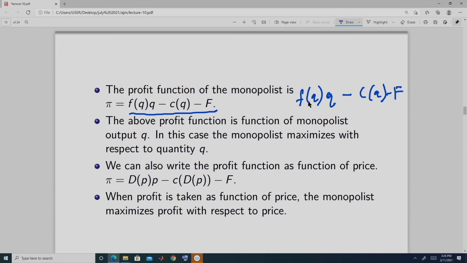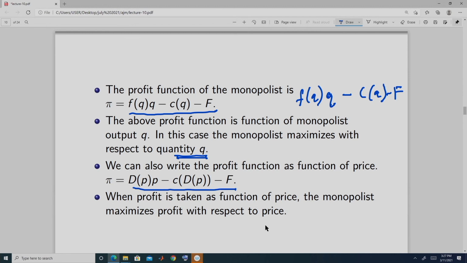So, if we want to maximize the profit, since the profit function is a function of output, we will maximize it with respect to quantity, that is Q. So, the firm will decide the amount of output it wants to produce, and from that we can derive the monopoly price, by plugging into the demand curve, that is this inverse demand curve. Or we can write the profit in this form.